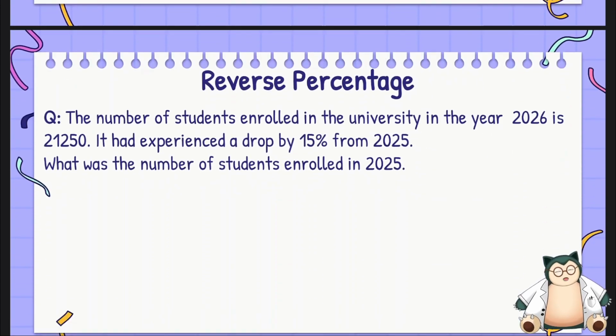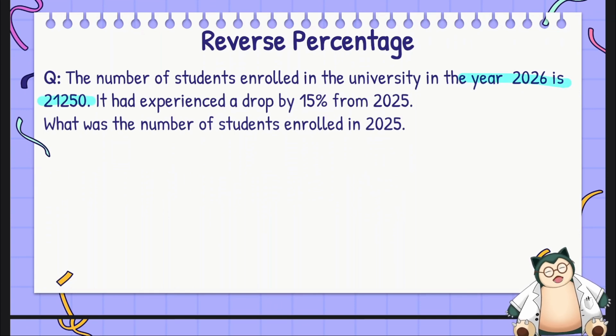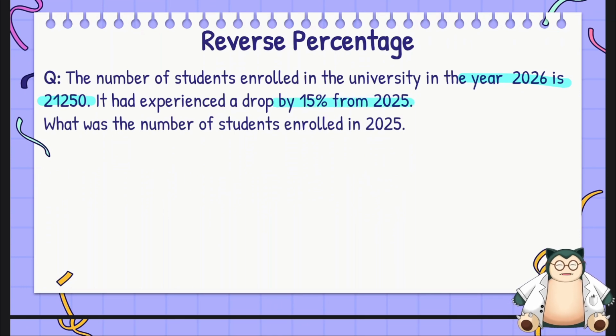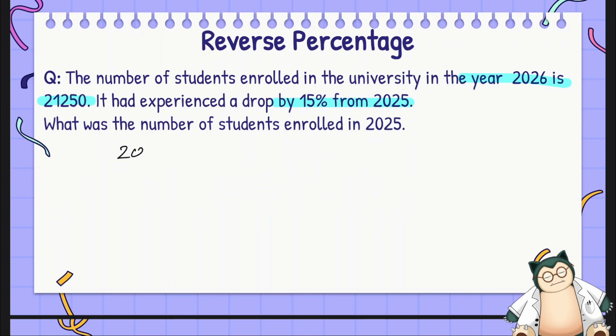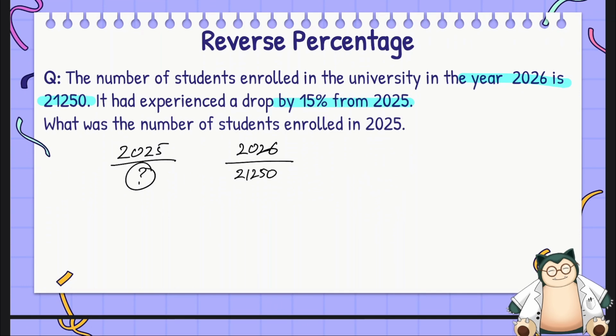Okay, let's try another question. The number of students enrolled in the university in the year 2026 is 21,250. It has experienced a drop of 15% from 2025. So what was the number of students enrolled in 2025? So in 2025, this is our initial one, which is a blank. And then it experienced a drop by 15%. So in 2026, we have 21,250.